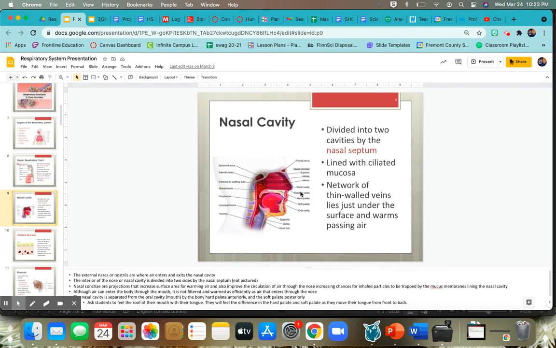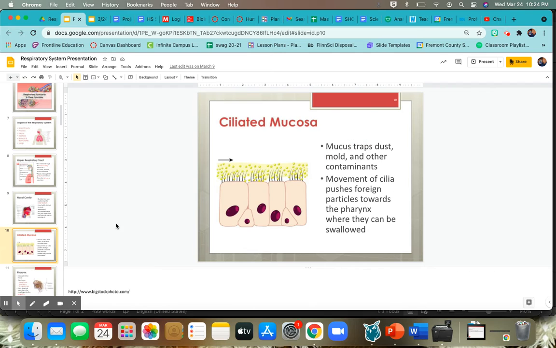Okay. Your nasal cavity is separated from your oral cavity, your mouth cavity, by your hard, bony palate. So if you push your tongue up against the roof of your mouth, that's your hard palate. And then back here, you can push your tongue towards the back of your mouth. You'll feel when that hard palate switches into a soft palate. That is the division between your nasal cavity and your oral cavity. And then there's a network of thin walled veins that lies just under the surface of your nasal cavity, and that is how the air that comes in through your nose gets warmed up.